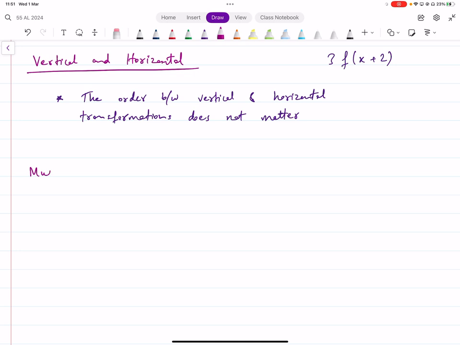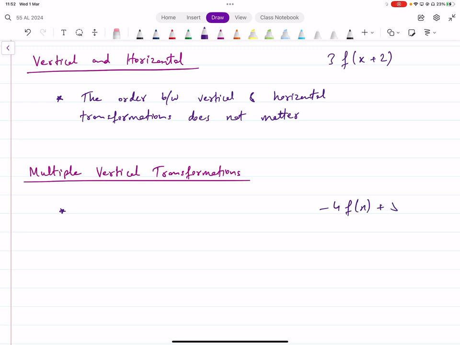Now, what if you have multiple vertical transformations? For instance, you could have -4f(x) + 5. You have stretch, reflection, and translation here. What do we do first, what do we do second, and what do we do third? How do we decide that here?